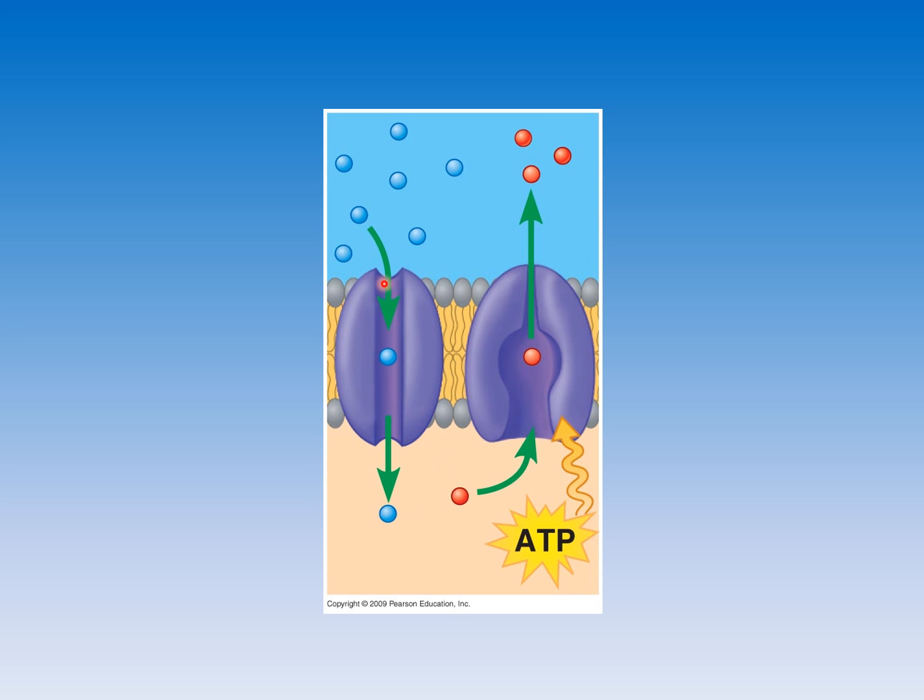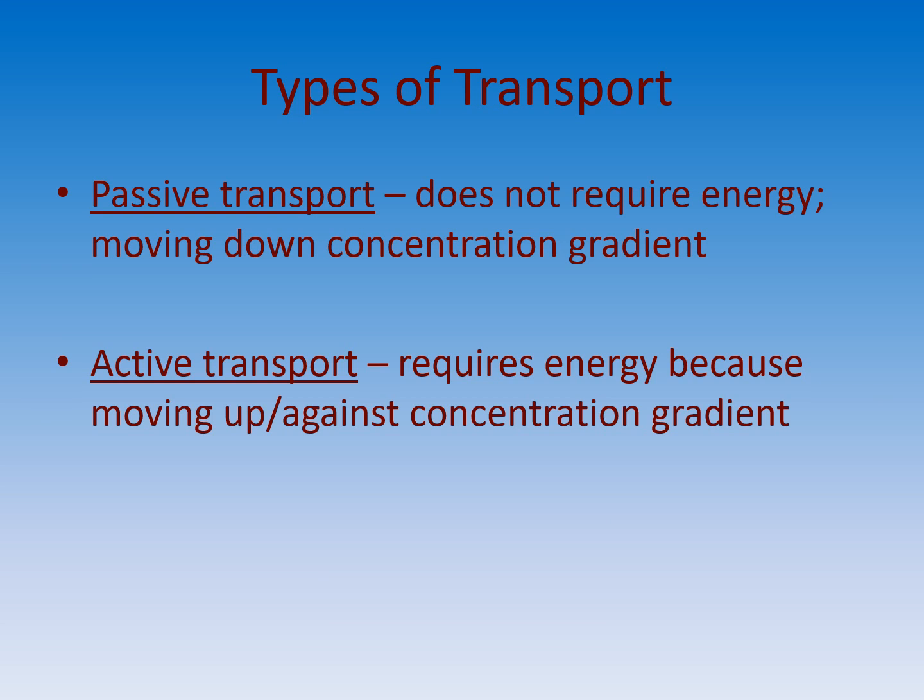Some of them, instead of being a continuous open channel, are what we call a gate. This is still the protein. You have your substance come in, it's going to bind once again, and that binding causes a shape change, and it's like it opens a gate. Now this oftentimes requires ATP, which is energy.